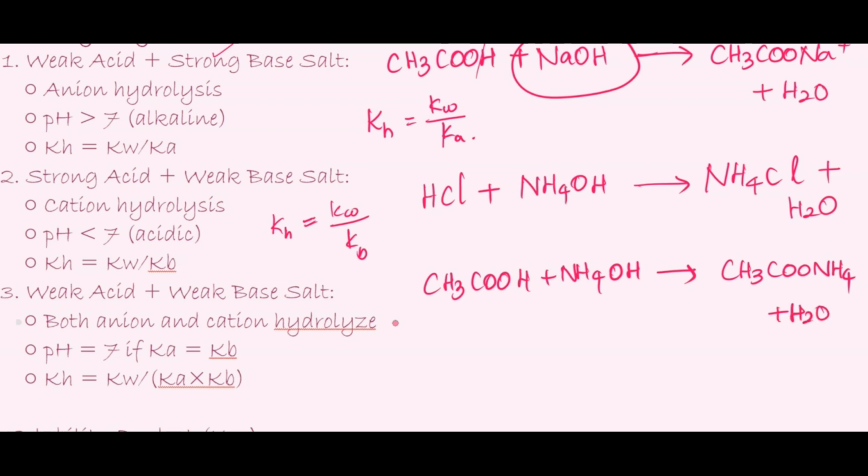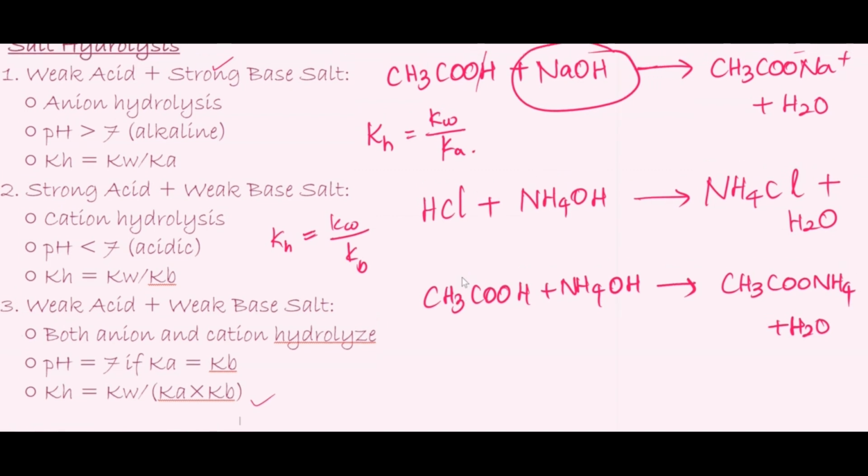Both the anions and cations are getting hydrolyzed, and the pH is 7 if Ka is equal to Kb. The KH value, you can find it out by Kw divided by Ka into Kb. Both the ions we have to take for consideration, both the K values. Okay. So please note down these formulas.